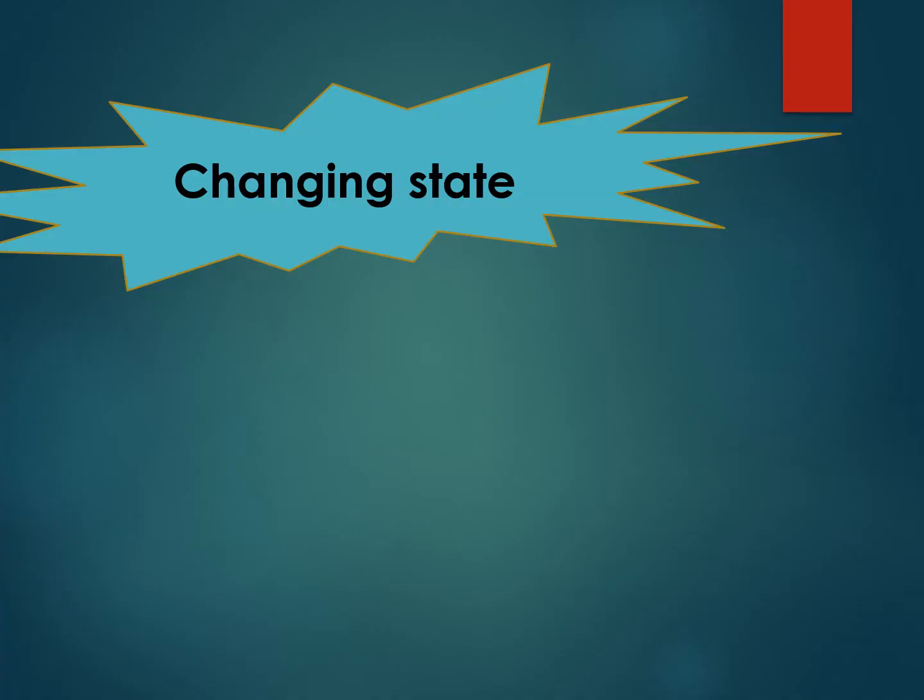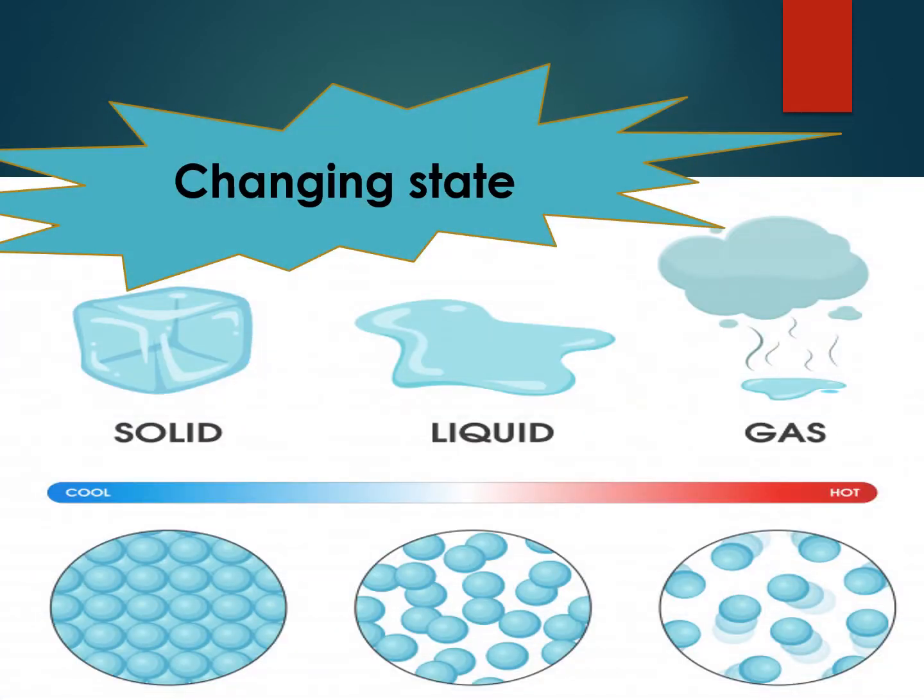Our topic today will be about changing state. We know that there are three matter states. First one is solid, second one liquid, and third one gas. Today we will study how each state changes to another one, from solid to liquid, or liquid to gas, or gas to liquid, or liquid to solid again.